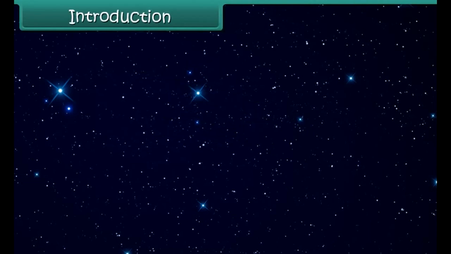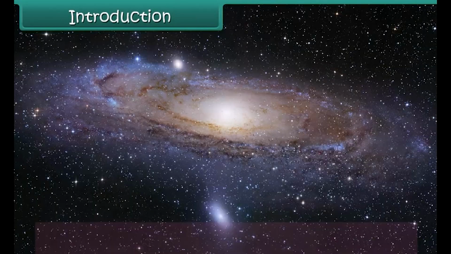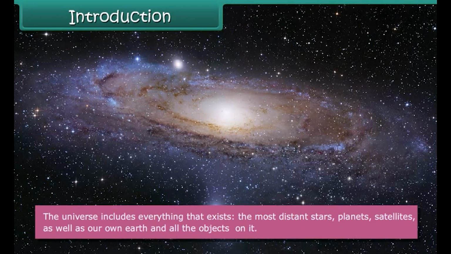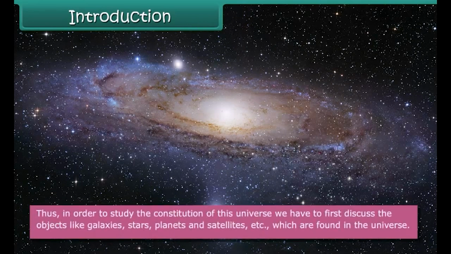Introduction. On a clear night, you'll be able to see numerous stars twinkling in the sky. The vast surrounding space is called the universe. The universe includes everything that exists: the most distant stars, planets, satellites, as well as our own Earth and all the objects on it. Thus, in order to study the constitution of this universe, we have to first discuss the objects like galaxies, stars, planets and satellites, etc., which are found in the universe.